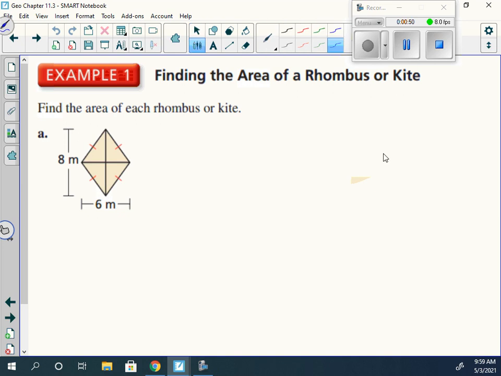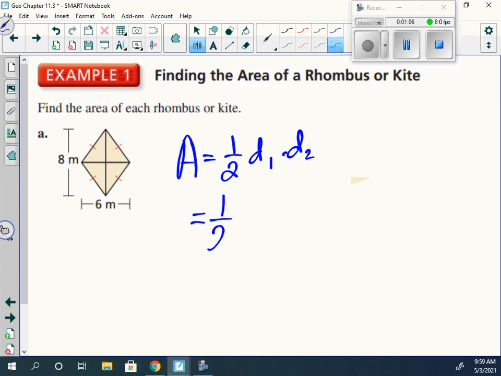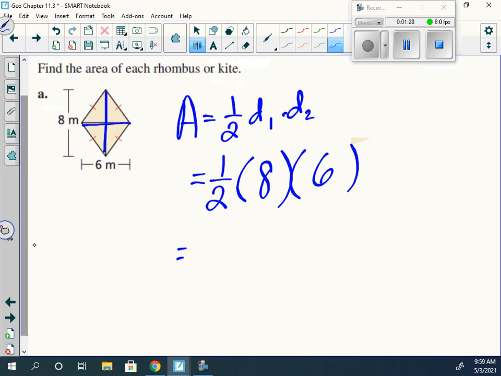So if we look at this here, we want to find the area of this rhombus, and we know it's a rhombus because all four sides are congruent. Well, the area is equal to 1/2 of diagonal 1 times diagonal 2. Now we just need to see what our two diagonals are. So one of the diagonals would be 8 and the other would be 6. Because this entire distance is 8 and this entire distance is 6.